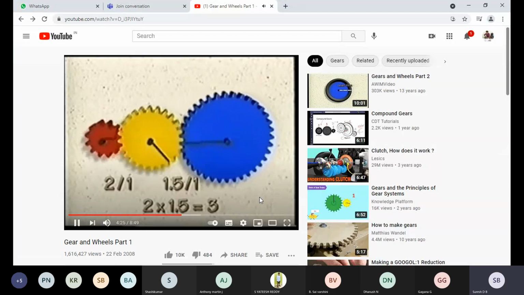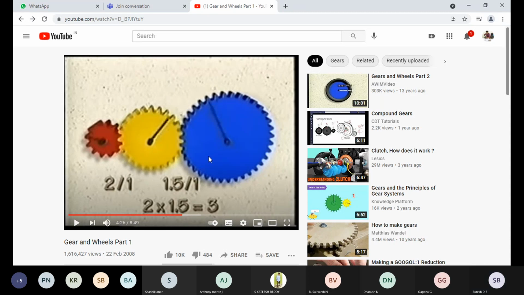Okay, here once again. This particular gear ratio is 1.5 divided by 1, and this particular gear ratio is 2 by 1. What does this mean? This means when this larger gear rotates one complete revolution, this middle, yellow gear rotates 1.5 times.